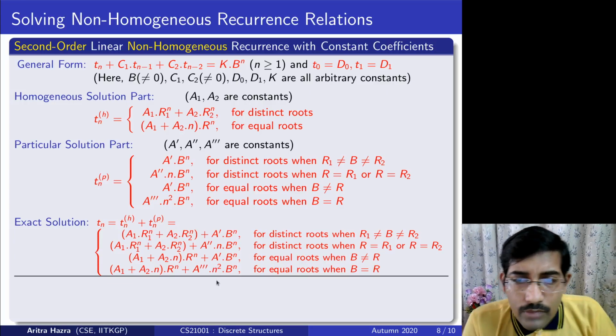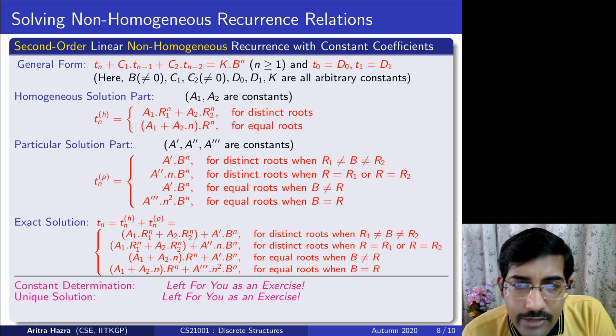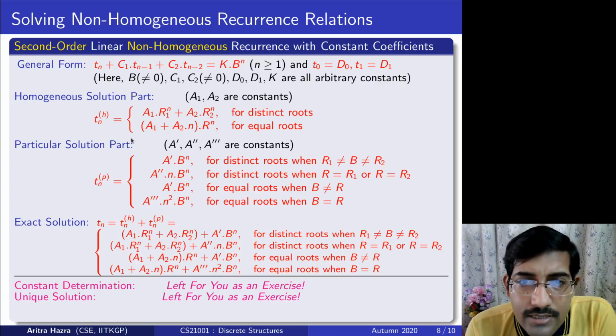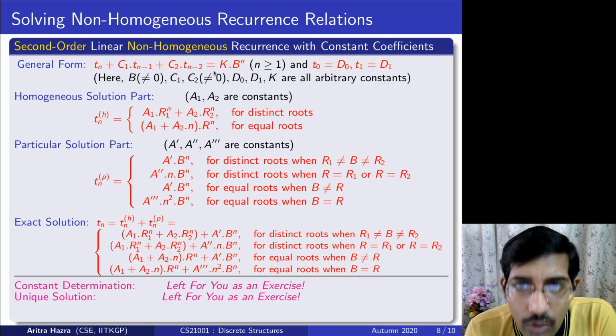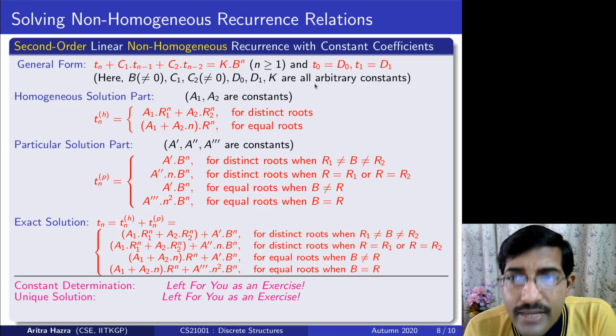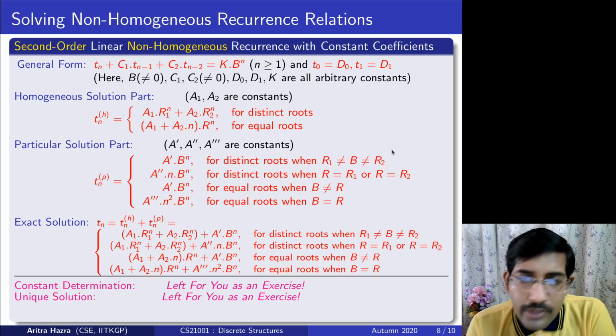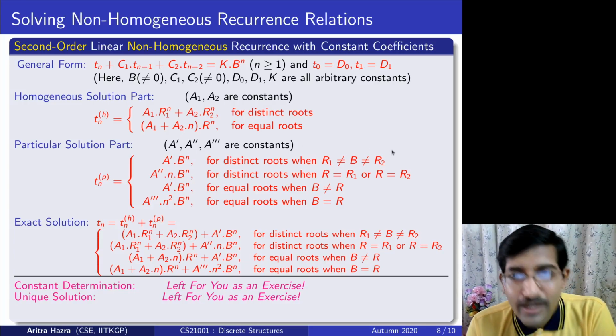Now the final thing is that you have to determine the constants and your unique solution by putting each of them into the general form and solving for a dash and a double dash. Finally, with the base conditions, solve for a1 and a2. All of these we have done over the examples and the generic case. This one I have left for you as a final one.